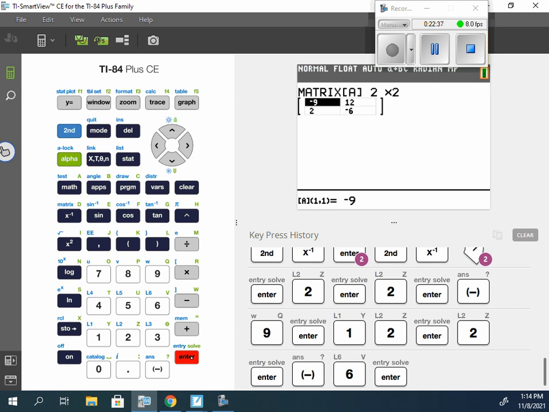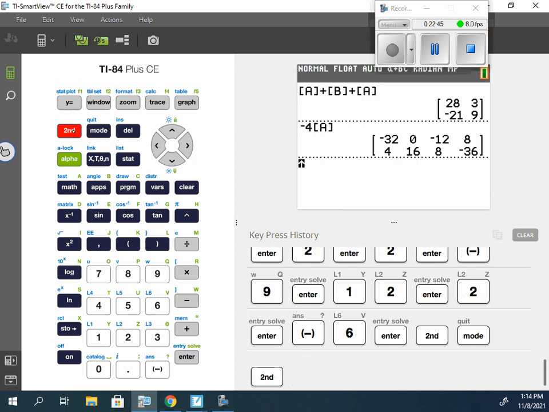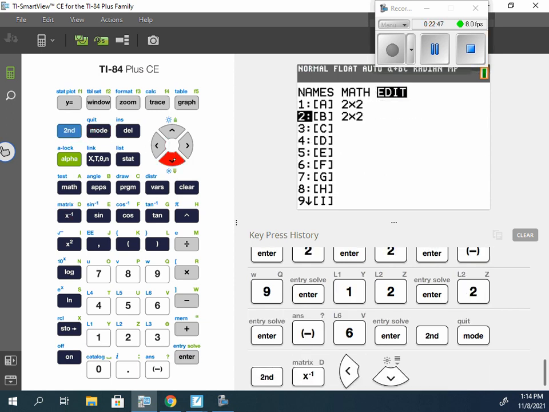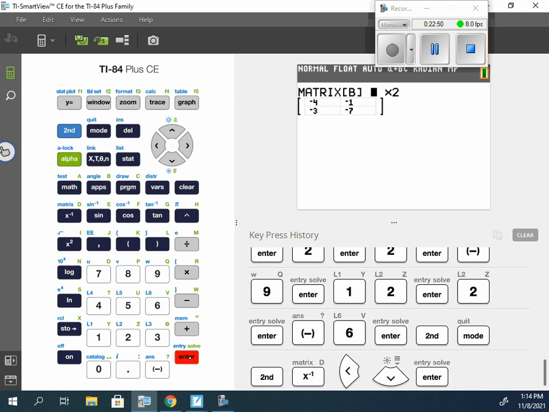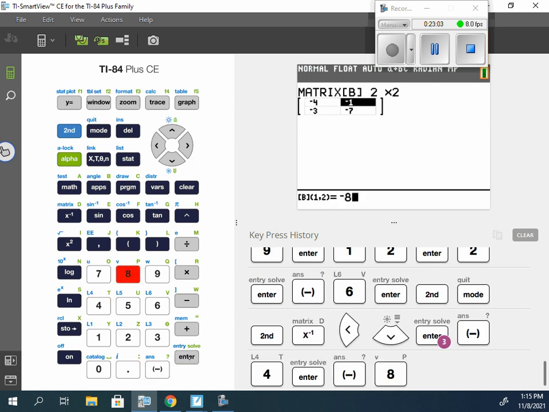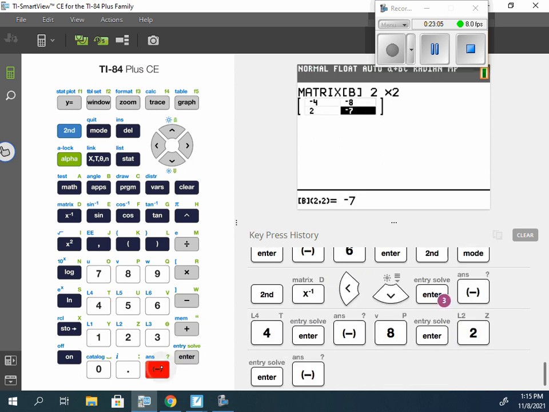And really, when you're typing in, it's easier to hit enter than to use the arrow keys. But we got the first one typed in. We can go second quit, well, second matrix, edit, matrix B. Or we could just go on second matrix, edit B. We don't have to do second quit if we don't want to. Matrix B is a 2 by 2. It is negative 4, negative 8, 2, negative 3. And once we get it all typed in, we can go second quit.